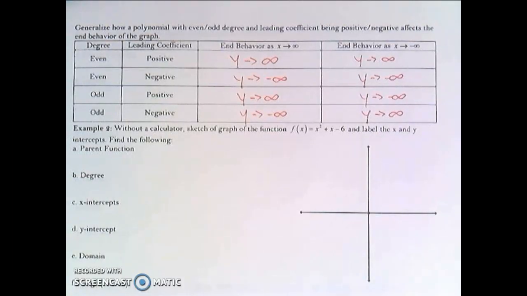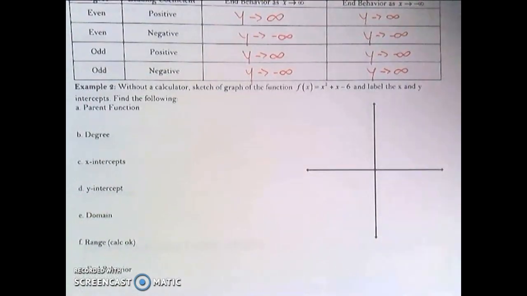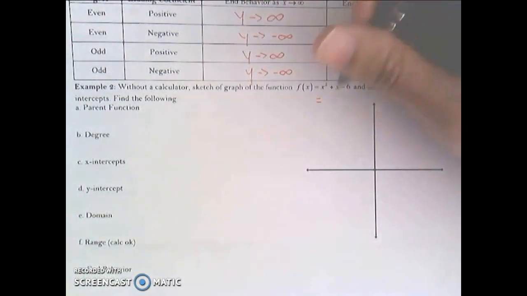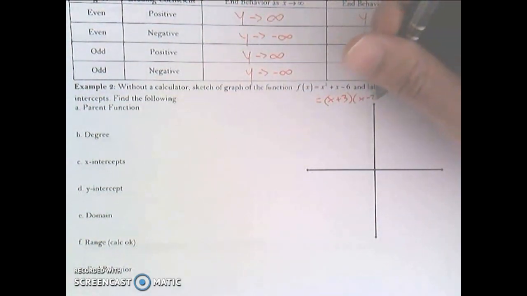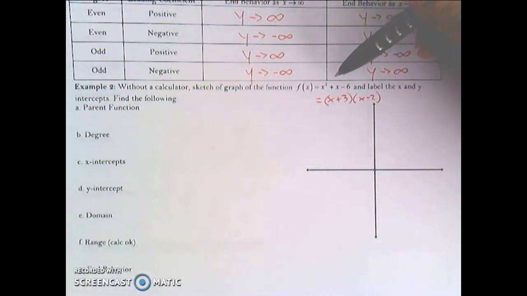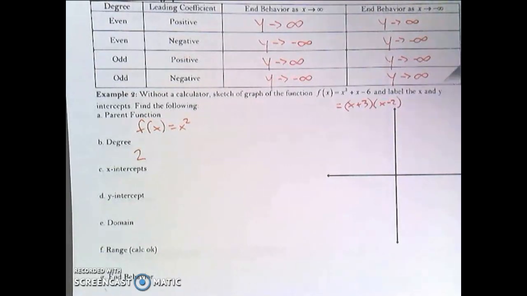Alright, so let's actually get to graphing. Here I've got the function f of x equals x squared plus x minus 6. This is a quadratic. Immediately I recognize that we can factor this quadratic. So factoring this, we have x plus 3 and x minus 2. Again, this is a quadratic. The parent function is f of x equals x squared. The degree of this polynomial is 2. And using the zero product property, we know that the zeros for this function are at negative 3 and positive 2.